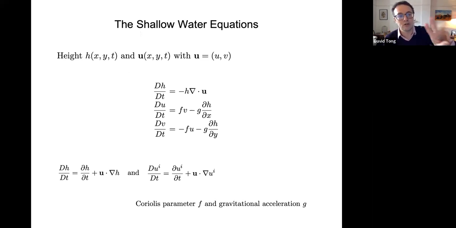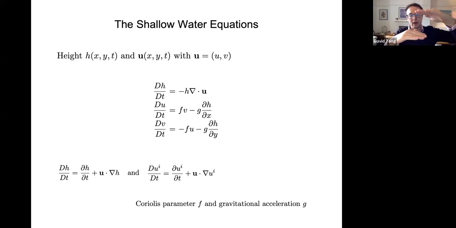So we've got 3 variables: height, velocity in the x direction, and velocity in the y direction, each of which is a function of 2 space and 1 time coordinates. The equations, I'll walk you through them shortly. They can be derived from the Navier-Stokes equations. They're derived from the Navier-Stokes equations by getting rid of viscosity to begin with. That's irrelevant for this story. And then basically integrating over the z direction of the fluid.